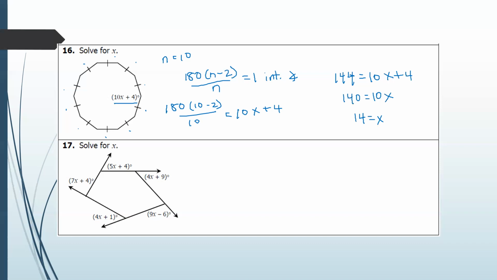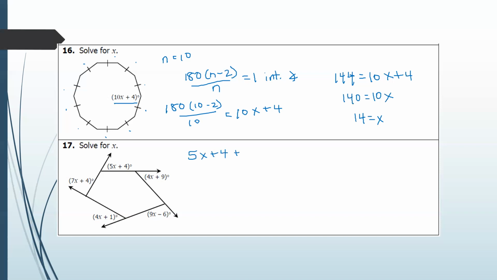All right, let's look at number 17. Those are all exterior angles. What will all of the exterior angles add up to? You said 360, you're right. The sum of exterior angles is always 360. So you're just going to add your exterior angles together.